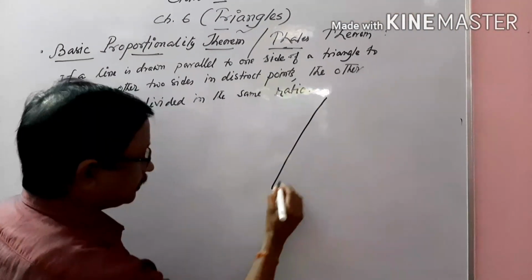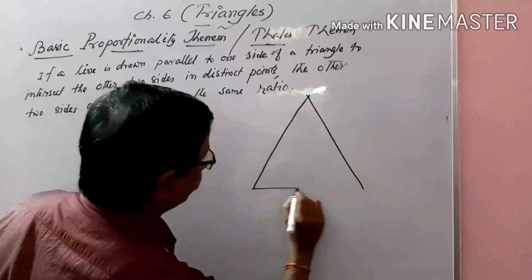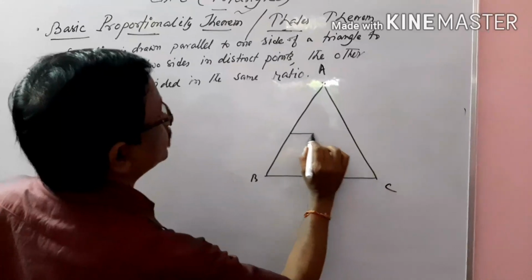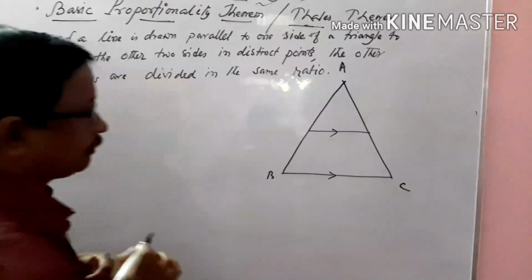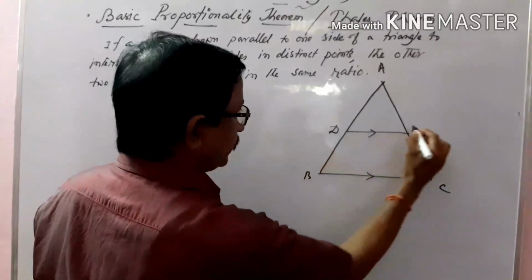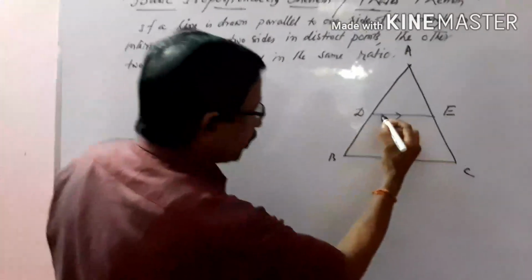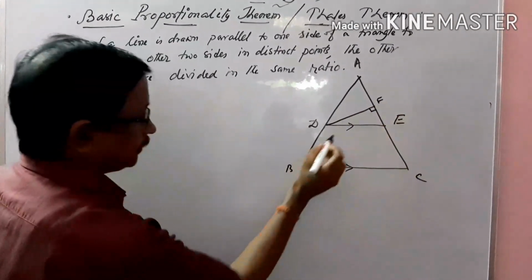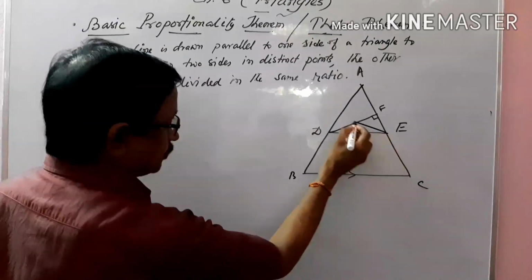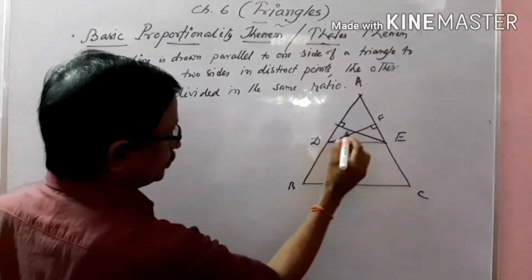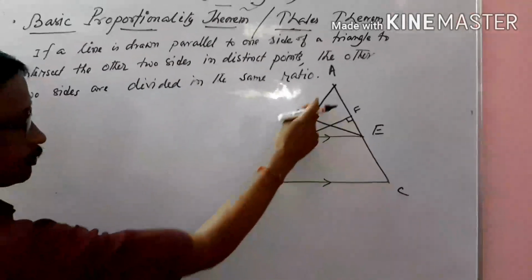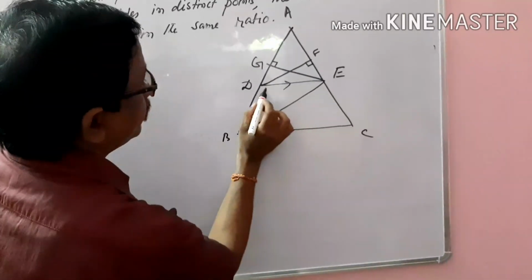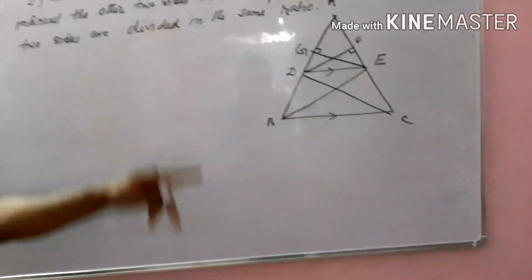I am drawing the figure. First you draw a triangle. Name it ABC, and this one is a parallel line. Name these points D and E. From point D draw a perpendicular, say DF, and from point E draw a perpendicular to this line, which is EG. So EG is also perpendicular there. And one more thing, you join BE and CD. So this is the complete figure.